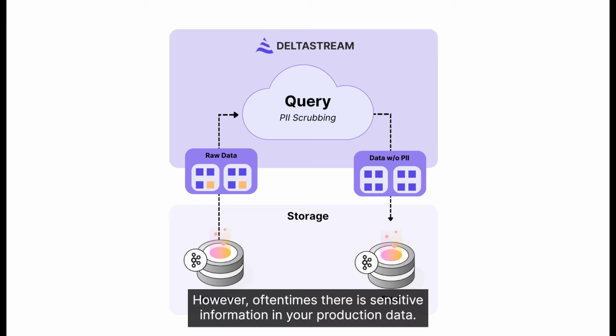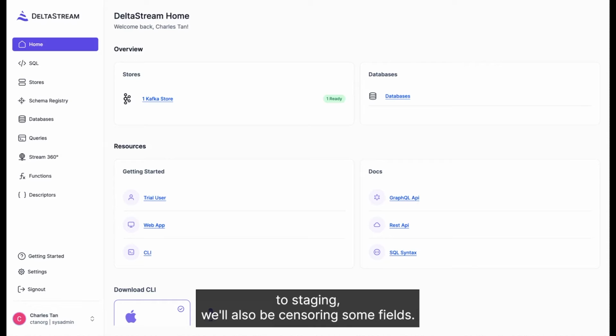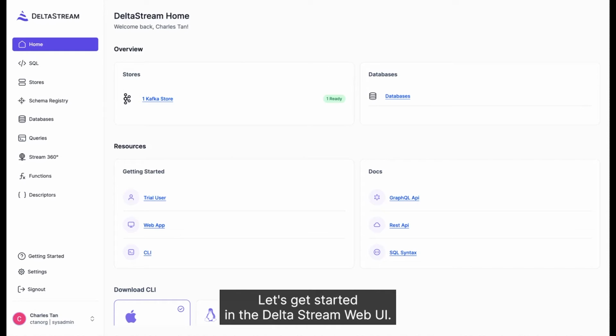However, oftentimes there is sensitive information in your production data, so to ensure that we are not leaking anything from production to staging, we'll also be censoring some fields. Let's get started in the DeltaStream web UI.